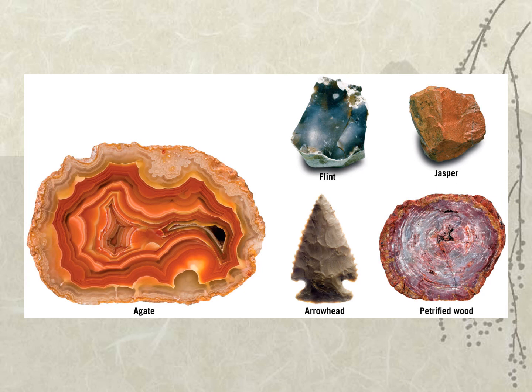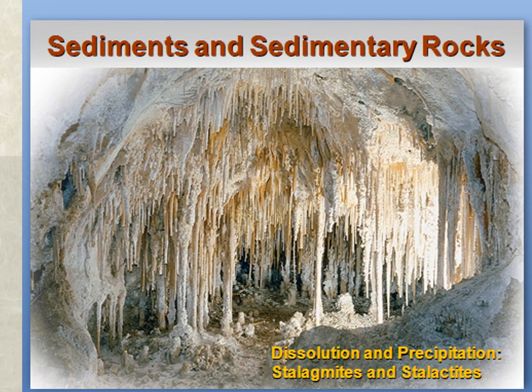Here we're looking at some examples of chemical sedimentary rocks. So agate, which looks like a geode but filled in, petrified wood, and then chert. There's three varieties of chert there. Okay, so stalagmites and stalactites in a cave are examples of chemical sedimentary rocks. They're referred to as travertine.